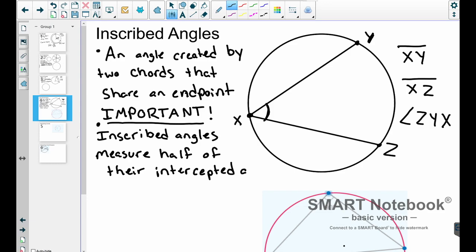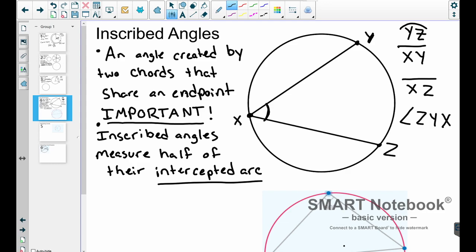And that's a word we use occasionally, but we haven't used too much: intercepted arc. Basically, the intercepted arc is just the arc that's created. So in this instance, we're talking about arc YZ. That would be our intercepted arc. So, inscribed angles measure half of their intercepted arc. Let's see how that could help us.